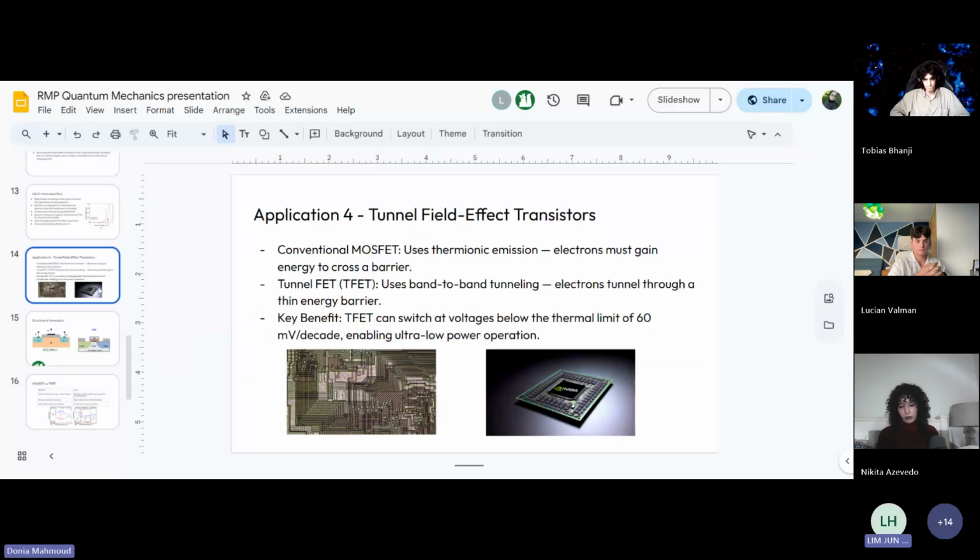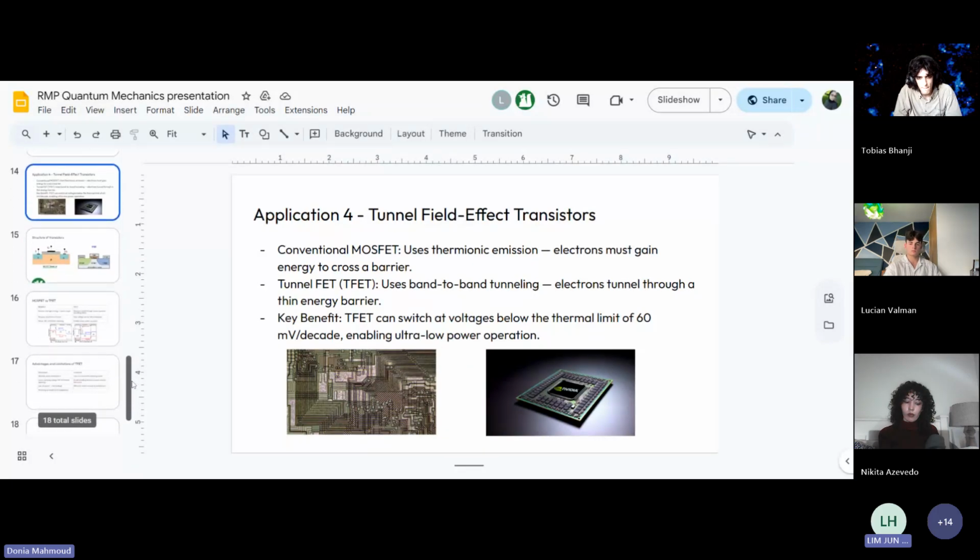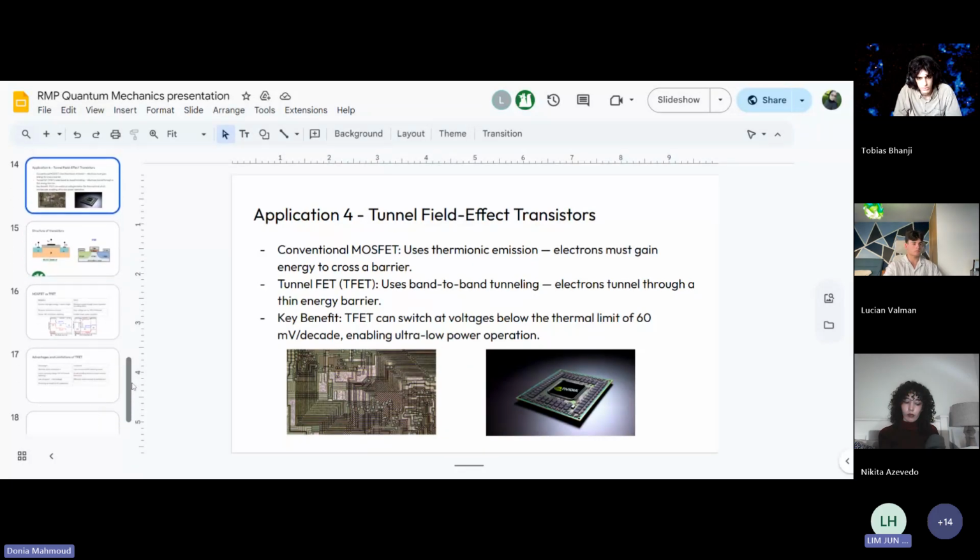Next, I'm going to talk about the next application, which is the tunnel field effect transistor. In fact, this is kind of a continuous application from the diode and also the nanocapacitance. As you can tell, transistors are widely used in integrated circuits, processors, and also graphics cards. There are the conventional MOSFET and also the tunnel FET, which is the TFET.